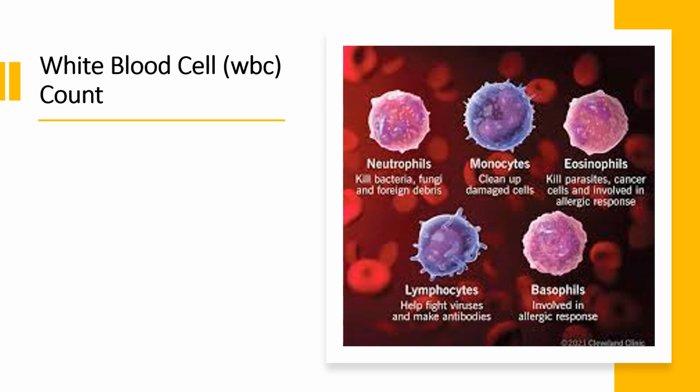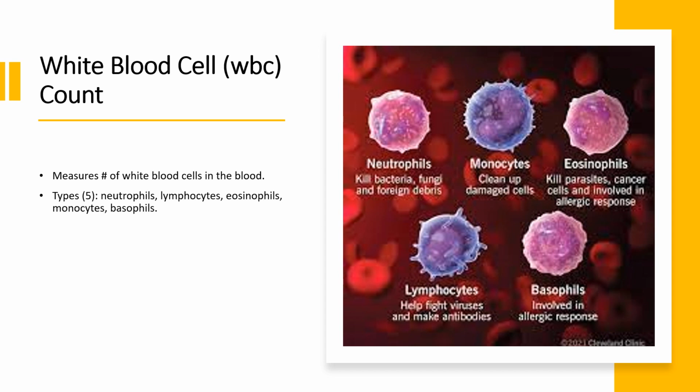The CBC also measures something called the white blood cell count, basically how many white blood cells we have in our circulation. There are 5 major types of white blood cells. These include neutrophils, lymphocytes, eosinophils, monocytes, and basophils. They all have different roles in terms of protecting us from infection and dealing with infected cells. Normal range is 4 to 11,000 cells per microliter.